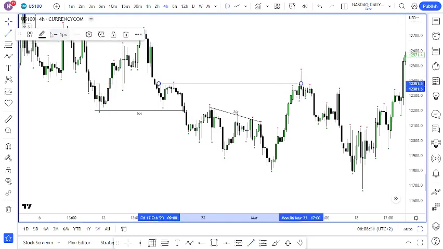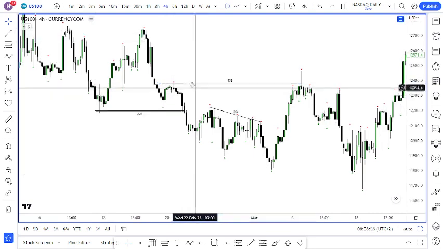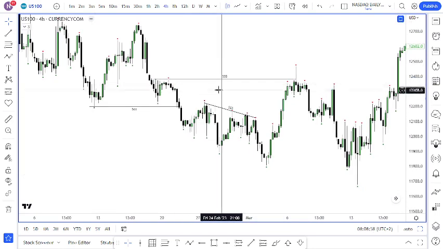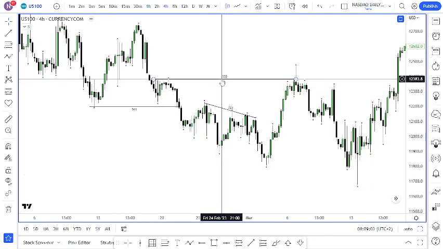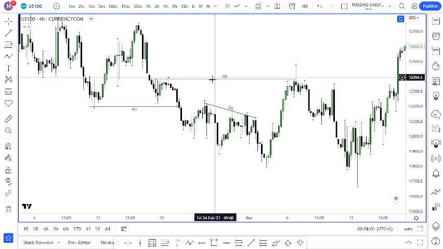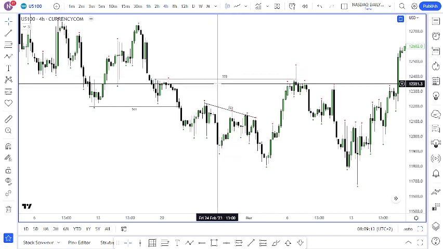And why is this relevant? Why is this inducement relevant? Well, there's lots of things. The first thing is that the 50%, so the equilibrium point, was over here. So this inducement is at a nice deep premium, meaning that the levels above this inducement will be the 61 to the 78% retracement, which is ideal. You don't just want to trade from the 50%. The 50% is just the barrier that you're looking for price to cross, but you ultimately want to see price go into a deep zone.